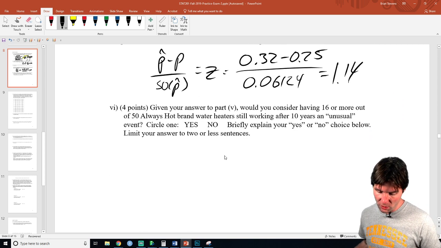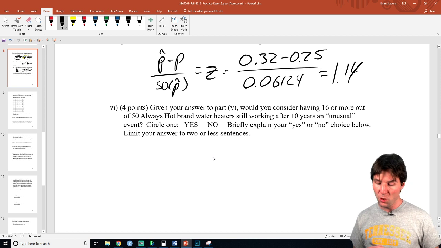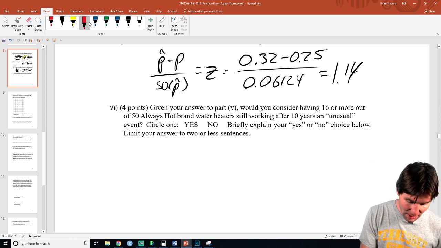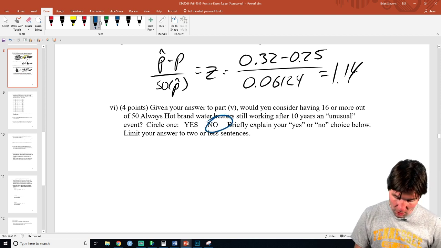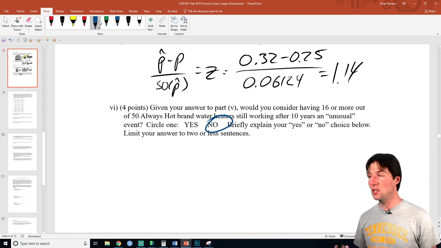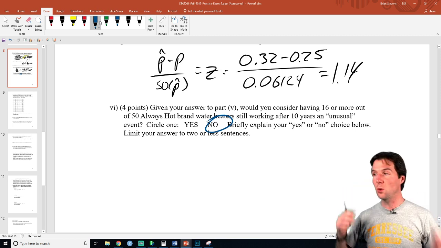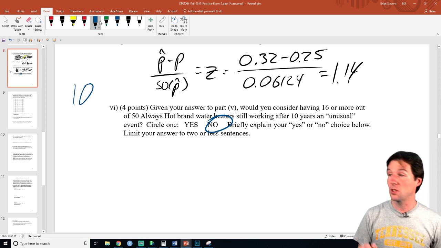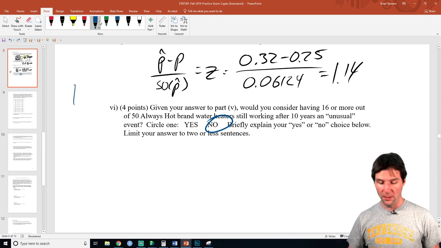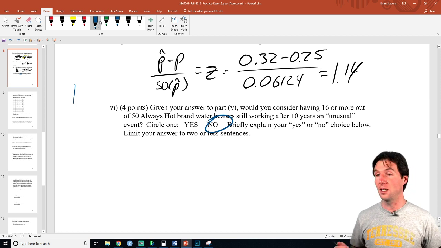Given your answer, would you consider having 16 or more unusual? And the answer is no. Why? Because a z-score of 1.14 is not unusual. And usually we like to put the z-score way further out. Like if this had been a z-score of something like 10, that's ridiculously unusual. If it had been a z-score of like 1, not unusual. So the z-score of 1.14 is very close to what we expected.